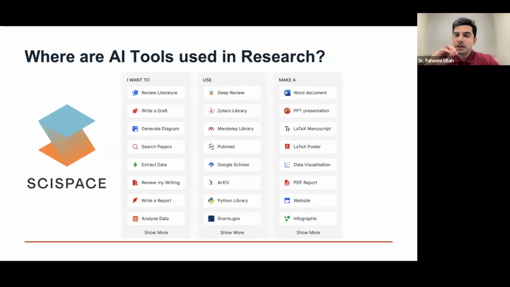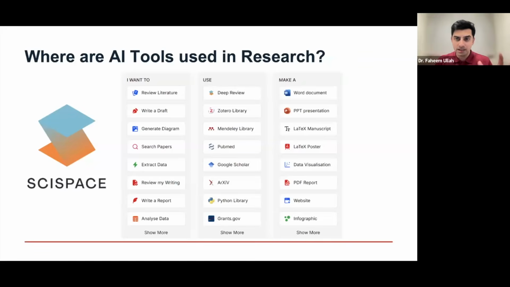And you see that they offer a lot of things to you, like you can review literature, write a draft, create a diagram, search papers, extract data from papers, review my writing, write a report, analyze data, and so on and so forth, right? So the things that we discussed in the previous slide, almost all of them can be covered with this one tool.